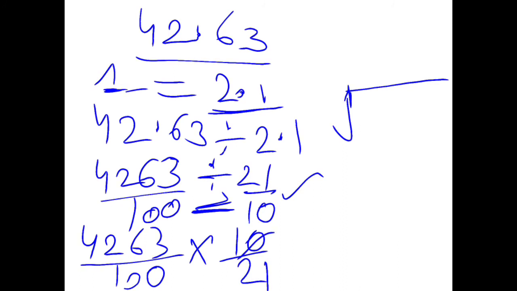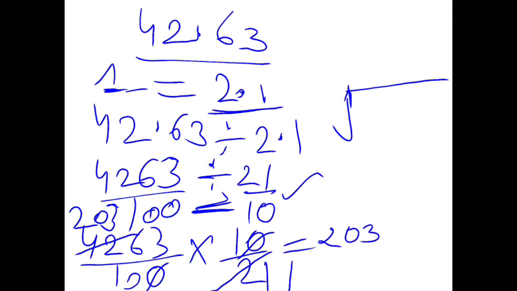Now you can directly cut 0 with 0. Now here we can divide this 4263 by 21. So 21 1s are 21, 21 2s are 42, and then 0, and 21 3s are 63. So we got 203, and divide by 10. 203 divided by 10, then we have to remove this 10. What can we do? We can write 20.3. So the other number was 20.3. That is our final answer.